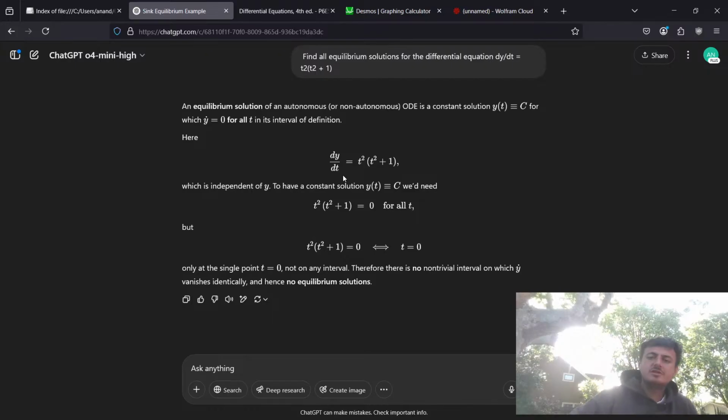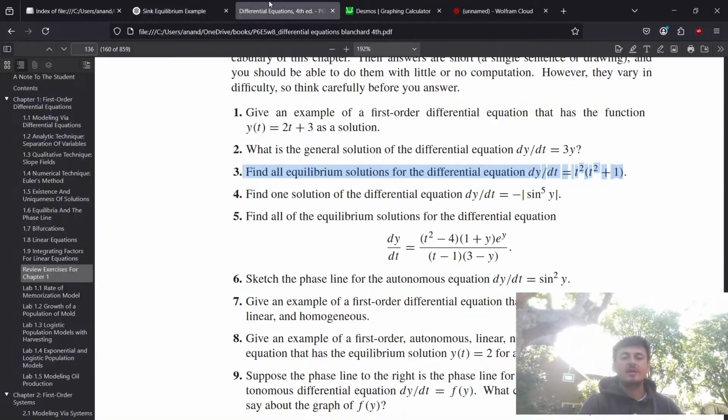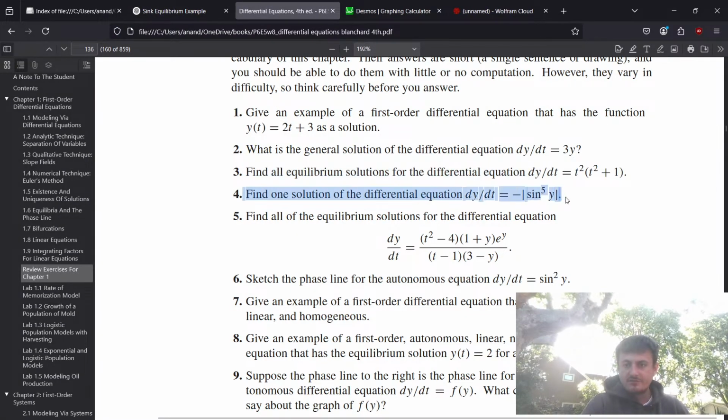Right, for all t. So it just doesn't exist. They're trying to trip you up. There are no equilibrium solutions because y of t must be constant for all t, but that certainly can't be the case. Okay. Find one solution of the differential equation.